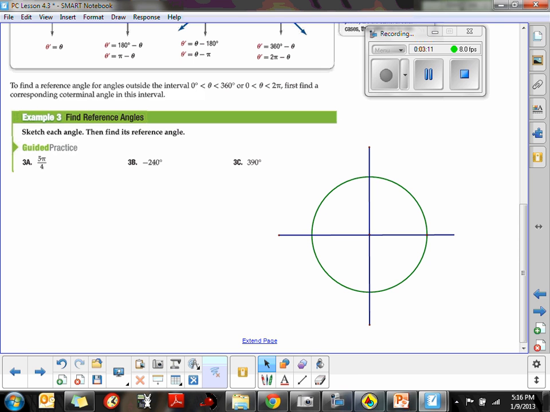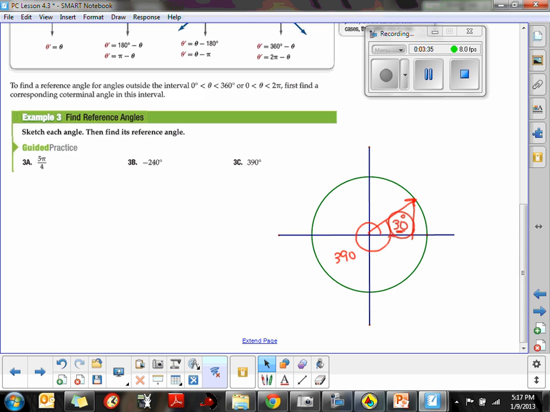And the last one, 390 degrees. Now 390 degrees is going to be one full rotation around, that's 360. And then we've got to go another 30 degrees beyond that. So since we're in the first quadrant, angles are always the easiest, because once you're in the first quadrant, this 30-degree angle is your reference angle. The whole thing was 390. Our reference angle is 30 degrees.